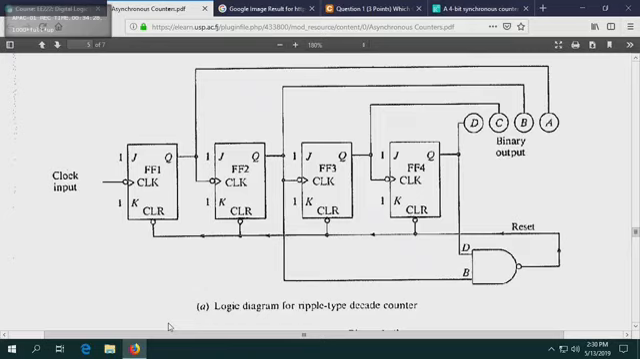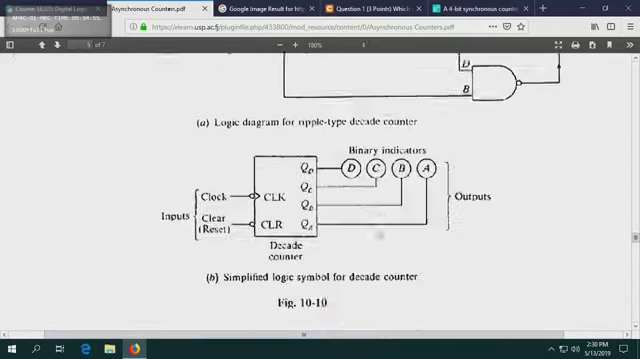For 1, 0, 1, 0, it'll be Q4 and Q3 bar and Q2 and Q1 bar. But you can see that's a very large gate circuit. You can just do a simple NAND to get away with it. That's the point I'm trying to make over here. Sometimes you can do a NAND, sometimes you might need a larger circuit, because the larger your gate system is, the slower your counter becomes.